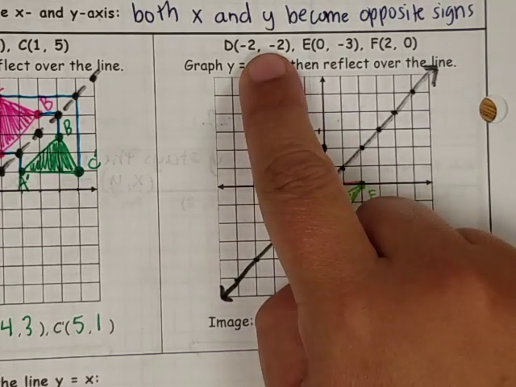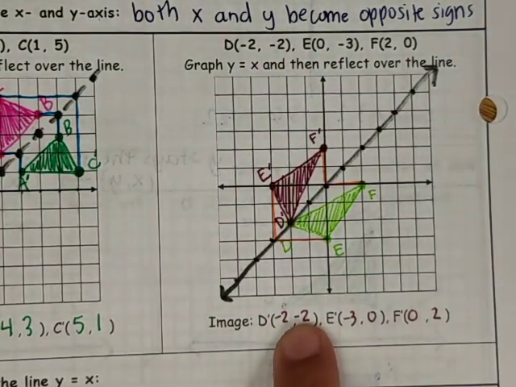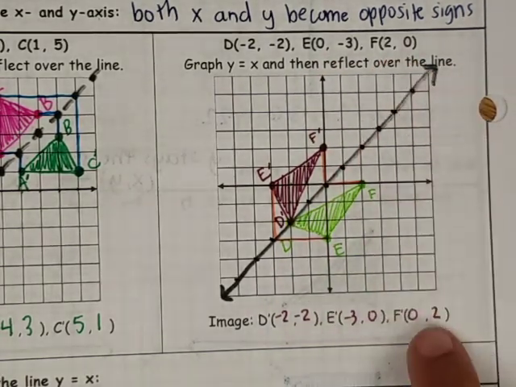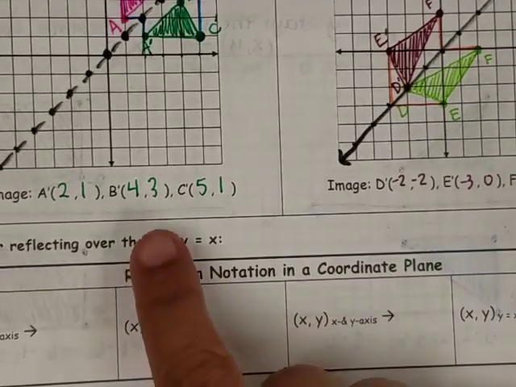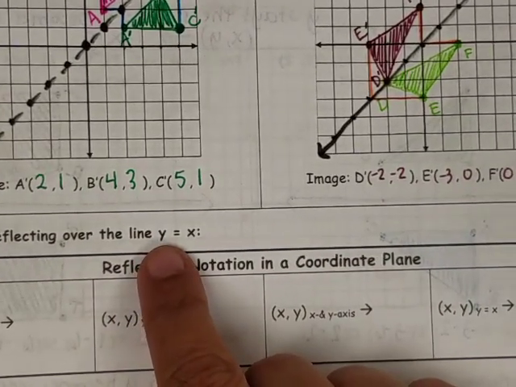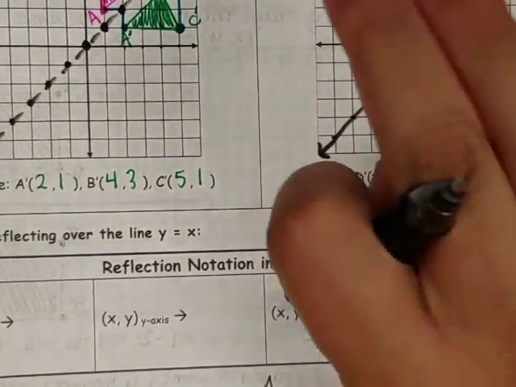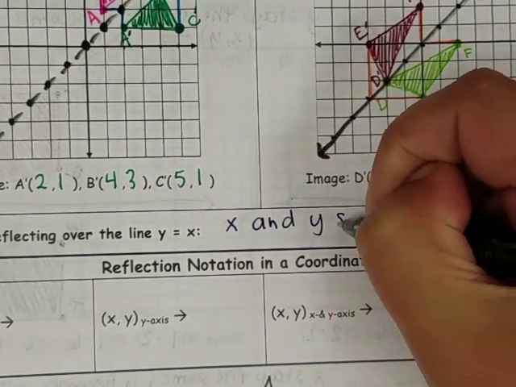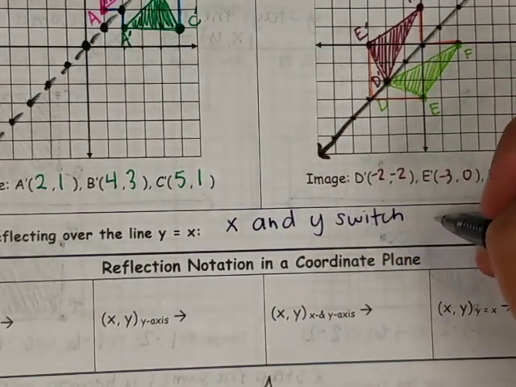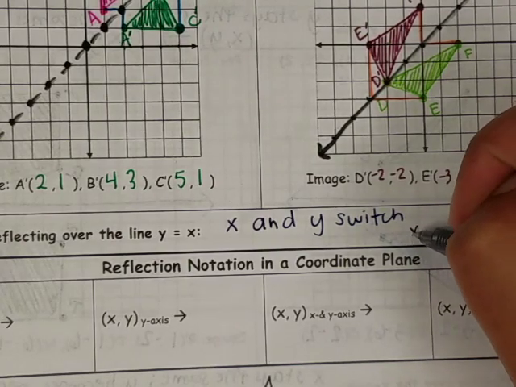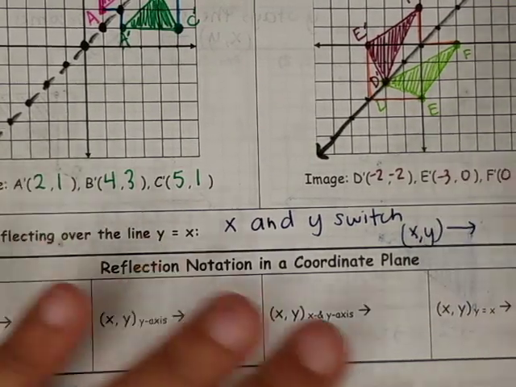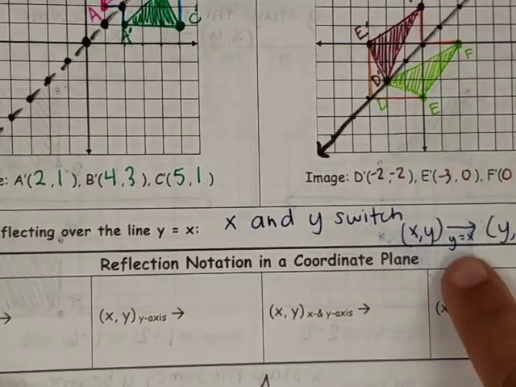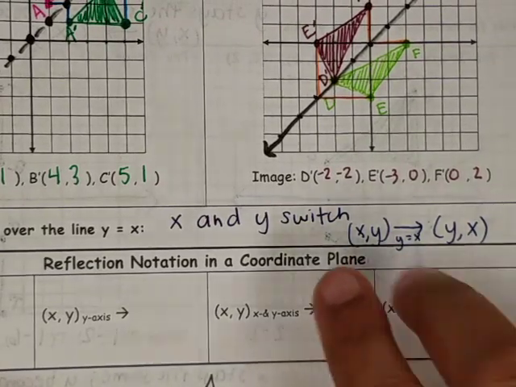So hopefully you notice that negative 2, 0 now becomes 0, negative 2, negative 3, 0 now becomes 0, negative 3, and 2, 0 now becomes 0, 2. So when reflecting over y equals x, they just become each other. They switch places. X and y switch. If you're writing it, it'd be x comma y as my original, and when I'm going over the line y equals x, it becomes y comma x. That makes sense because if y is equal to x, then x is equal to y. So you just flip them around.